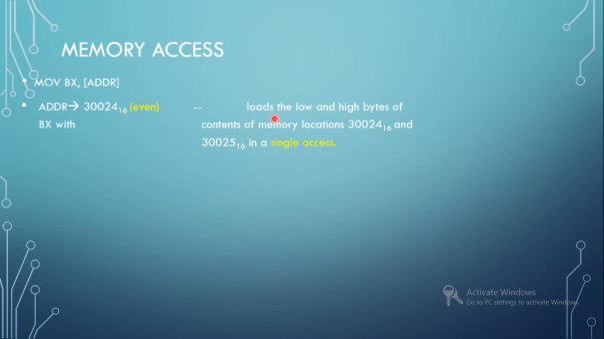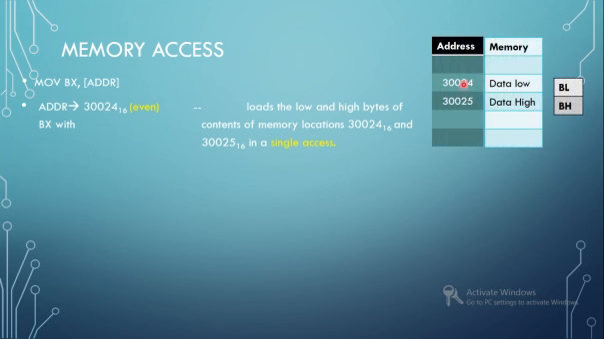So what will happen? This will load the low and high byte of BX with contents of memory location. ഏതാണോ ആദ്യം പറഞ്ഞിരിക്കുന്ന ലൊക്കേഷൻ 3024, that will be loaded in BL, and data from 3025 will be loaded in BH in a single step. Okay, let us see how it is done. So you have two memory locations, 3024 and 3025. The system is pointing only to the even address. That means in the instruction only the even address is mentioned.